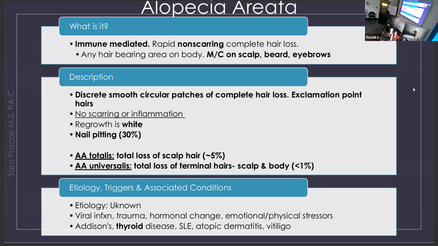Alopecia areata totalis is going to be in less than 5% of the population. Universalis is going to be less than 1%. Right. Another poor prognostic feature too would be if there's nail pitting.